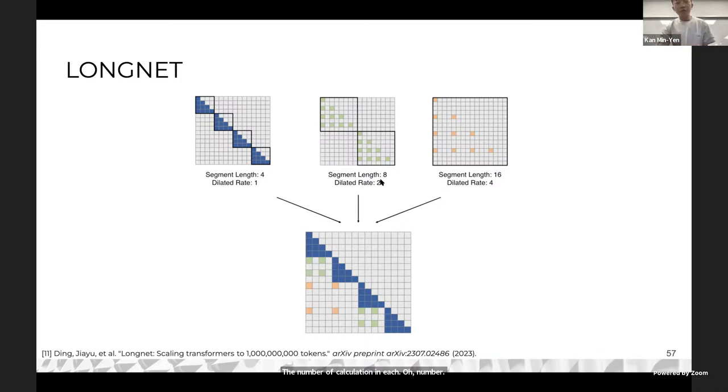So we need to make sure that the ratio between the segment length and the dilation rate is a constant. So the first token always attends, but some tokens are always missed when the dilation rate increases.